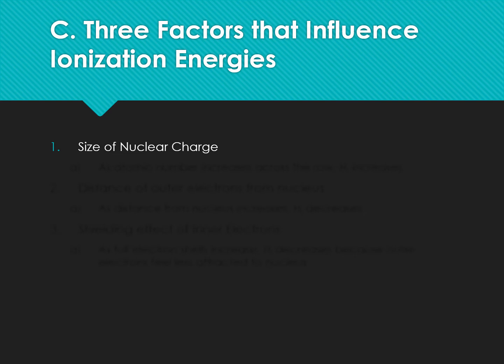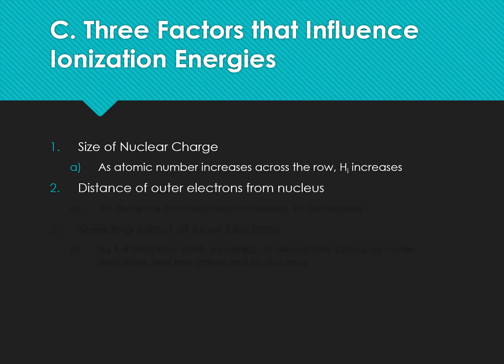Alright, factors that influence ionization energy. Size of nuclear charge. The more nuclear charge generally is going to cause a greater ionization energy because it's holding on to the electrons more, and that's if you go across the row, not down. Distance of the outer electrons from the nucleus: the further the electrons are out, there's less pull from the nucleus, the protons. It takes less energy to remove that electron, so ionization energy decreases.